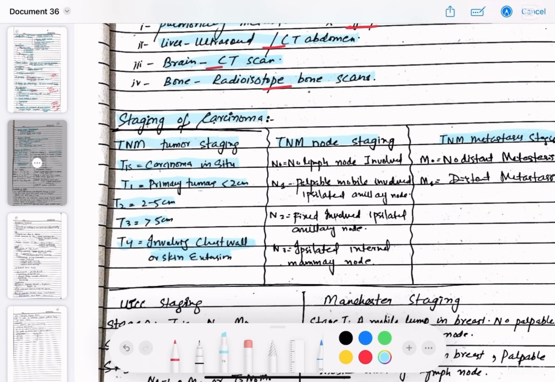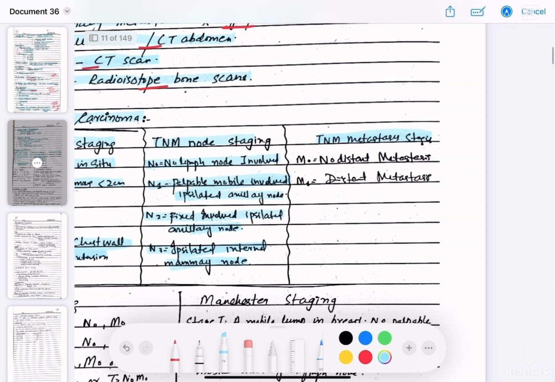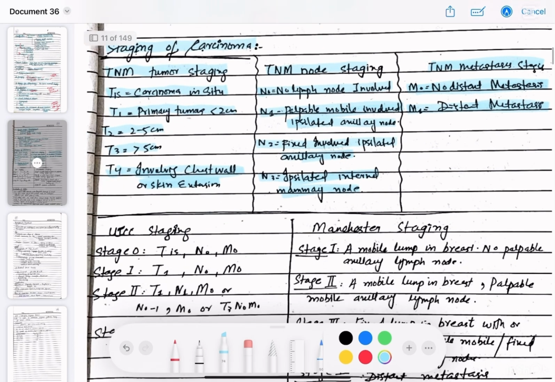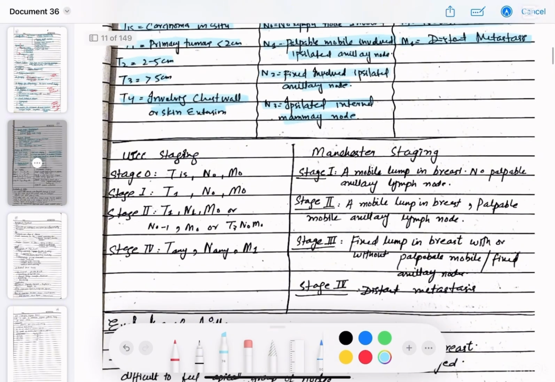Now TNM node staging. So we have N0 as no lymph nodes involved, and N1 is palpable mobile involved ipsilateral axillary lymph nodes, and N2 is fixed involved ipsilateral axillary lymph nodes, and N3 is ipsilateral internal mammary nodes. Now the TNM metastasis stages is M0, which is no distant metastasis, and M1 is distant metastasis present. So this is the staging of carcinoma. This is the UICC staging, that is stage 0, tumor in situ, no lymph node, no metastasis.